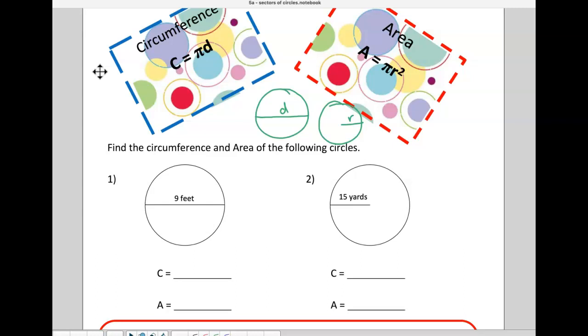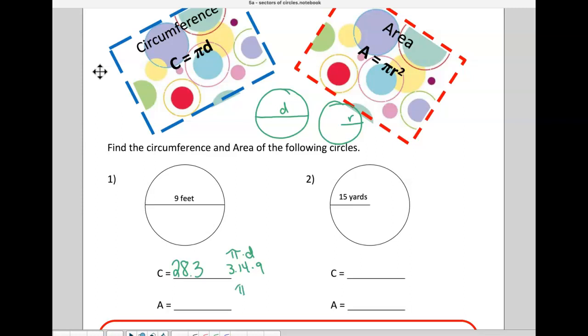Okay, so hopefully you guys are finding that these things aren't really that difficult, right? The circumference is pi times diameter, so 3.14 times 9. And hopefully you got 28.3, rounding to the nearest tenth. Agreed?